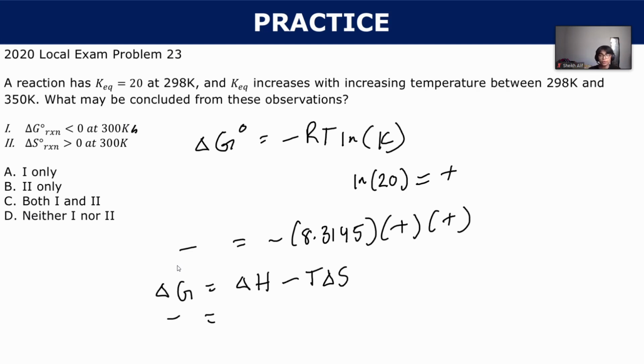Another thing that we're told is that as you increase heat, the equilibrium constant increases, meaning more and more products form. And so in what type of reactions is it that as you increase temperature, more products form? Those are going to be your endothermic reactions. And remember, endothermic reactions have a negative value for the change in enthalpy.